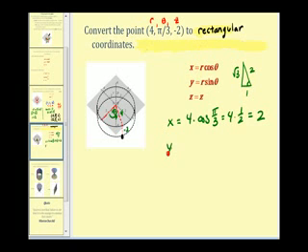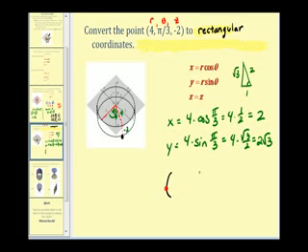The y-coordinate is going to be equal to r sine theta. So we're going to have 4 times the sine of pi over 3, which would be square root 3 over 2. Well, this simplifies here, so we have 2 square root 3. And that's all we need, because remember that z is equal to z. So the rectangular coordinates for this point would be (2, 2 square root 3, -2), with -2 for the z coordinate.